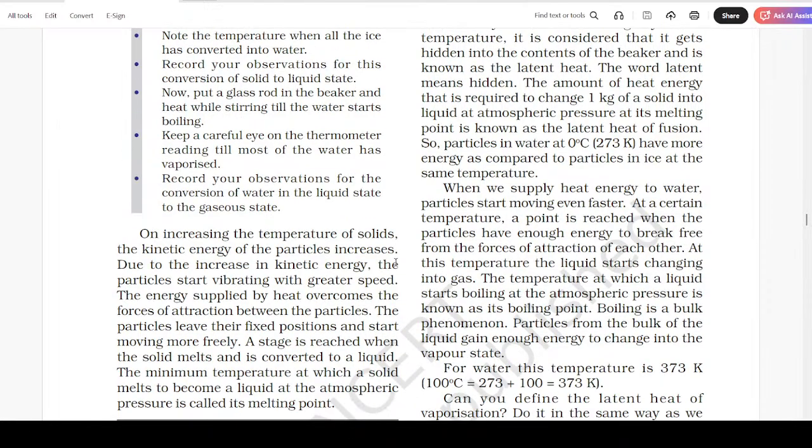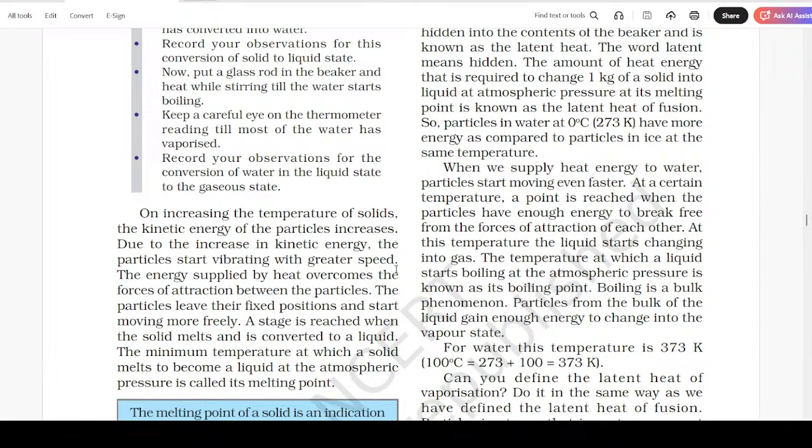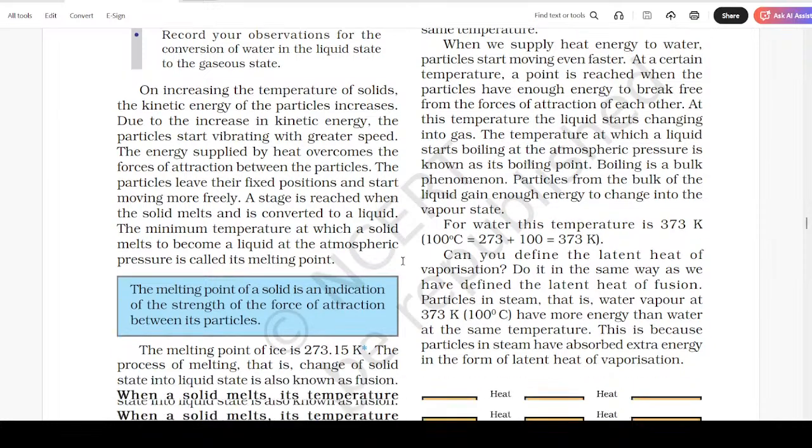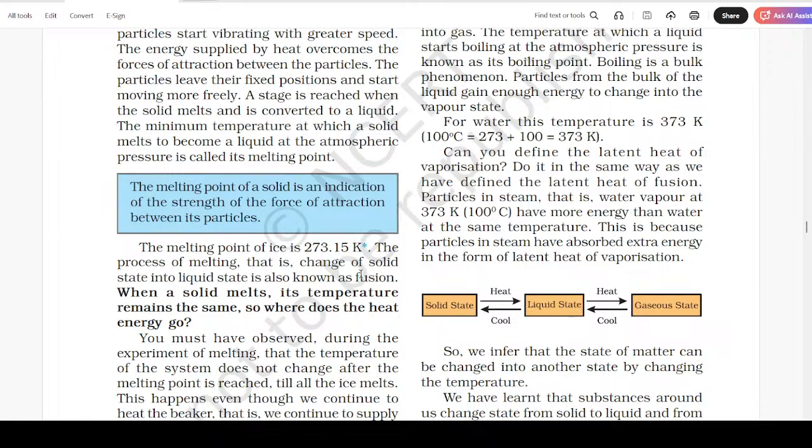On increasing the temperature of solids, the kinetic energy of the particles increases. Due to the increase in kinetic energy, the particles start vibrating with greater speed. The energy supplied by the heat overcomes the force of attraction between the particles. The particles leave their fixed position and start moving more freely. A stage is reached when the solid melts and is converted into a liquid. The minimum temperature at which a solid melts to become a liquid at the atmospheric pressure is called its melting point. The melting point of a solid is an indication of the strength of the force of attraction between its particles. The melting point of ice is 273.15 Kelvin.